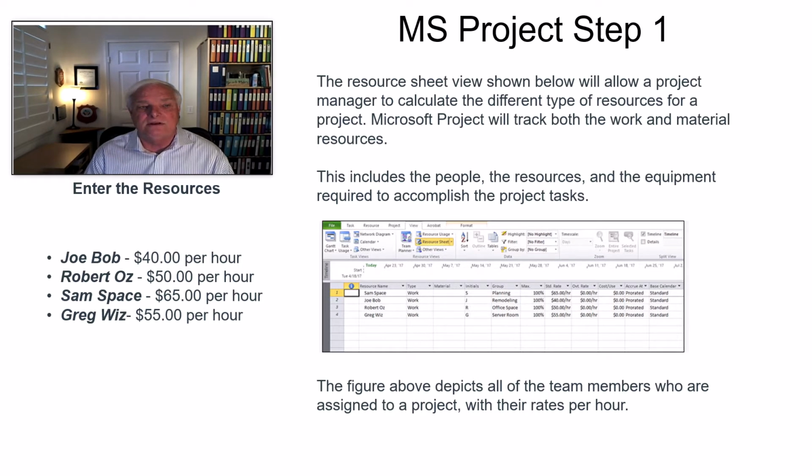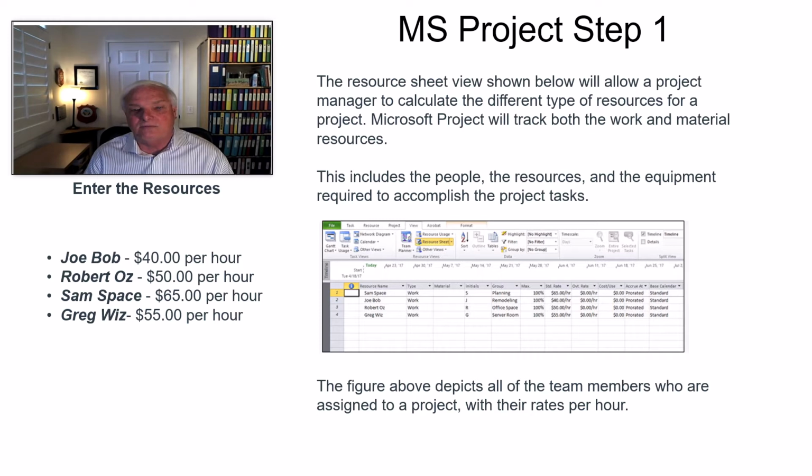So what we want to do is enter the resources. I've got an example here where I've just thrown 4 different people at some work that's being done, just to show you what that would look like. I had Joe Bob, Robert Oz, Sam Space, and Greg Wiz, and I added them into a construction project that I was putting together.